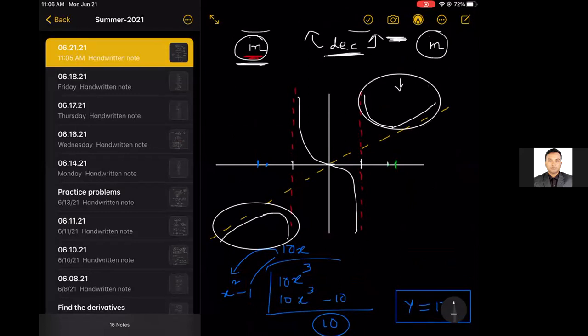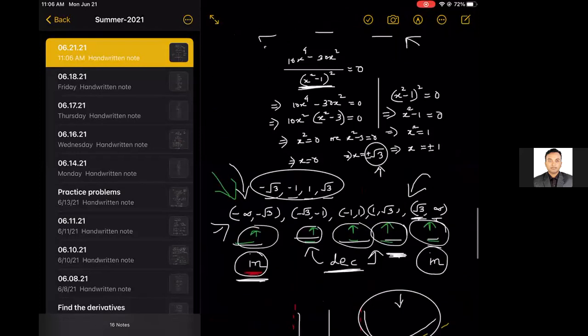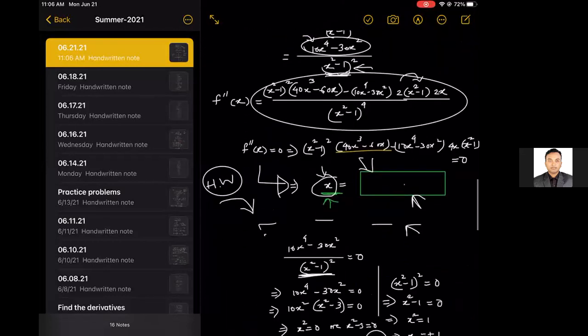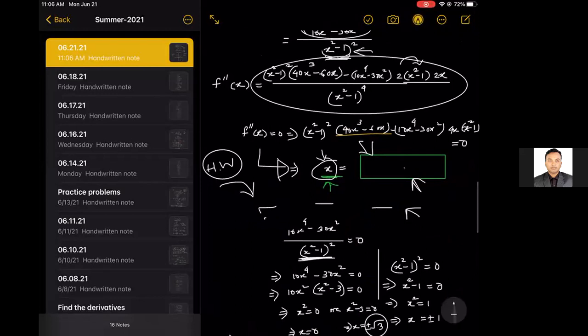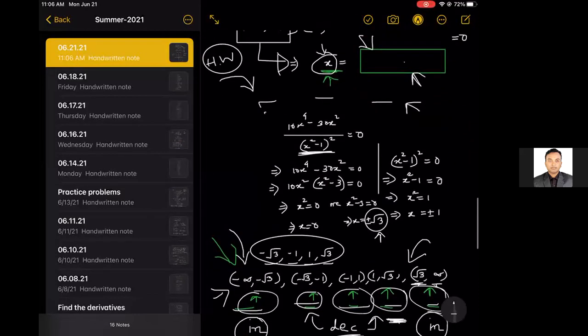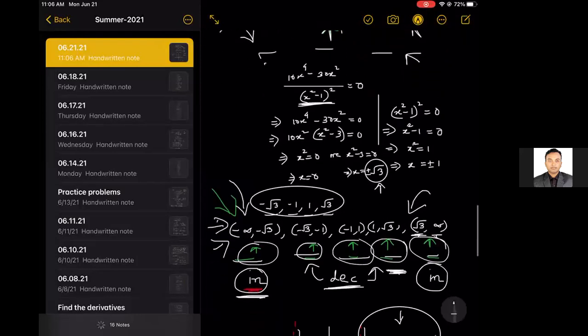Okay, I think we are running short of time. So we'll start from here the next time when we meet tomorrow. But before that, your pre-class assignment would be to find these x values. Just set the second derivative to 0 and solve it for x. And subdivide the intervals using these x values like the way I have done here. Is the question clear?